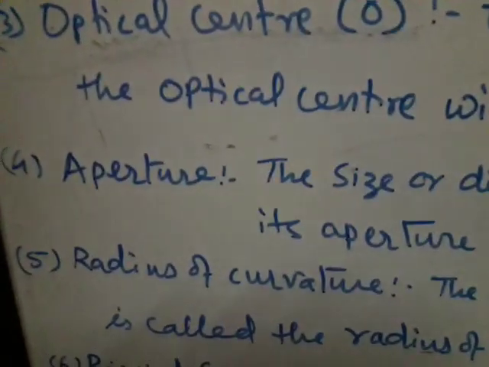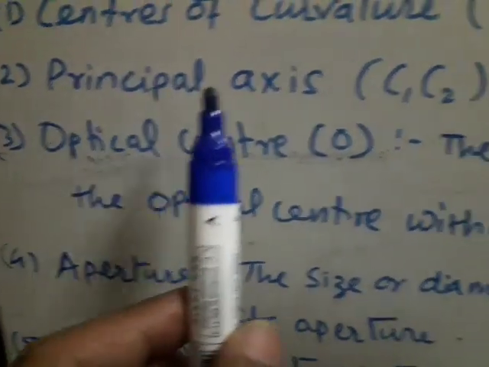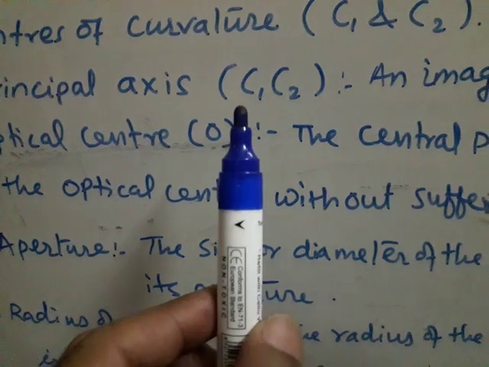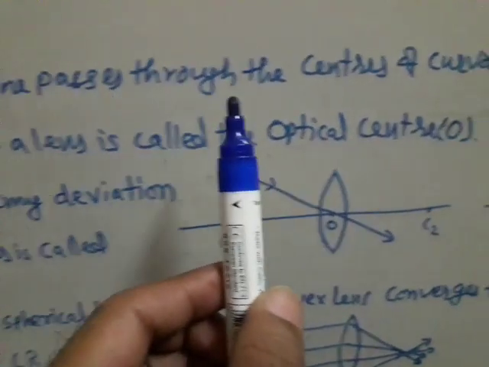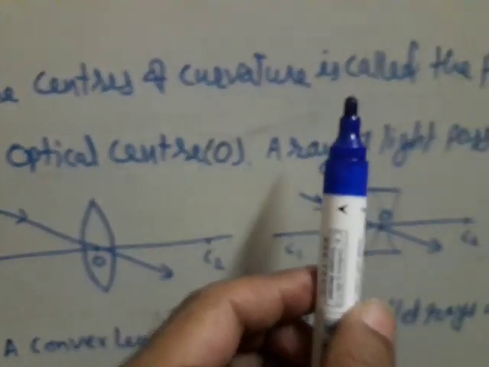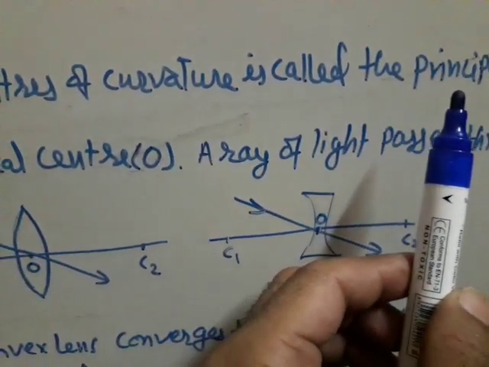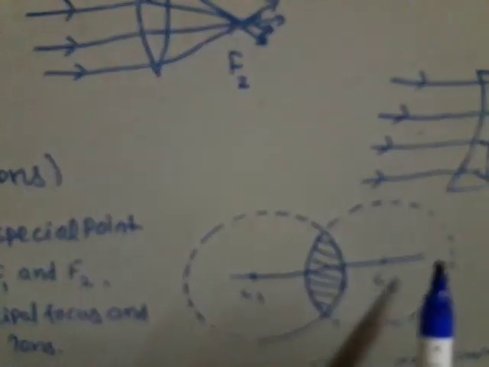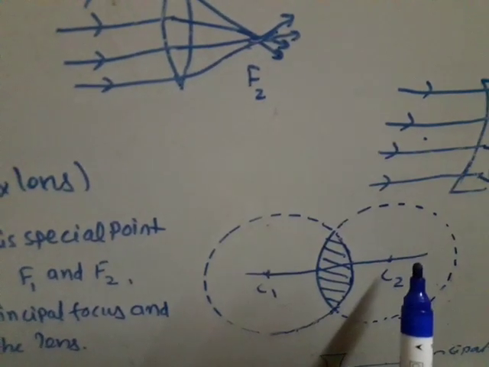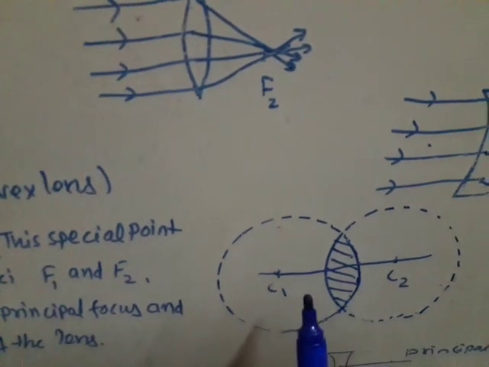Second is the principal axis, line C1 C2. It is an imaginary line that passes through the centers of curvature and is called the principal axis. So this is the line which passes through the centers of curvature, called the principal axis.